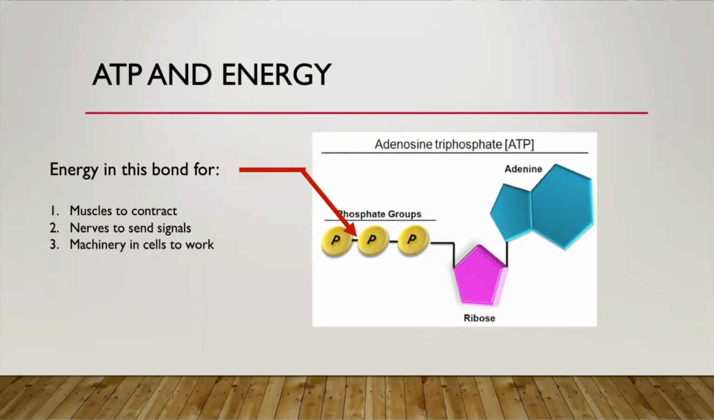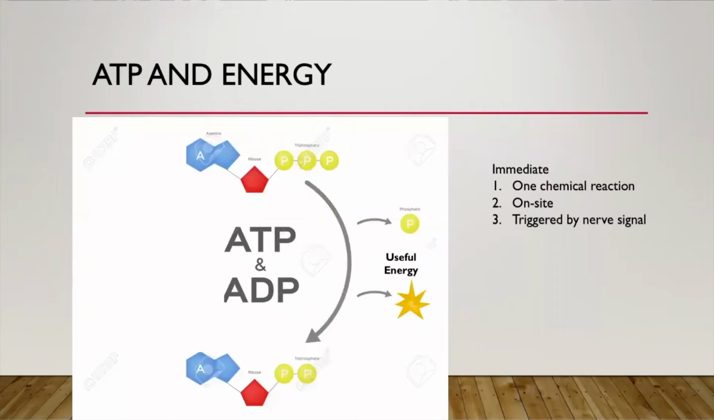That energy is the only energy in that bond that can be used for muscles to contract, nerves to send signals, and the other machinery in the cells, producing proteins, etc. If you don't have the energy from that specific bond, nothing works. And in fact, that's what death is, the absence of ATP and the breaking of that bond. That process of breaking that bond, as you see here on the right side of the cartoon, is releasing a phosphate. But the most important part of this is that it's useful energy.